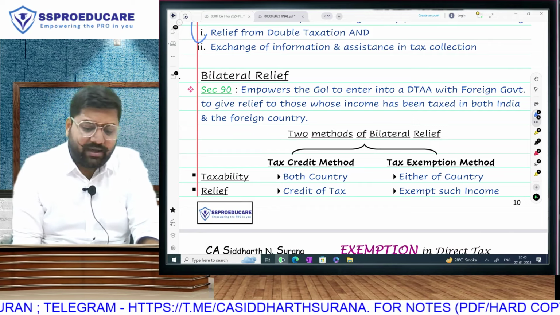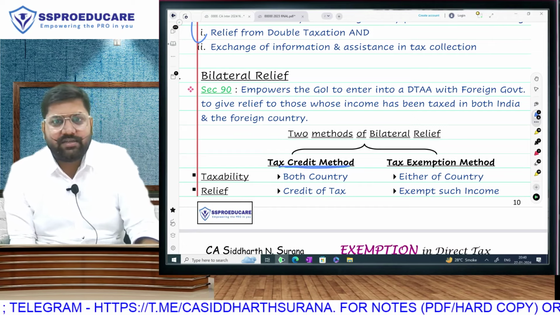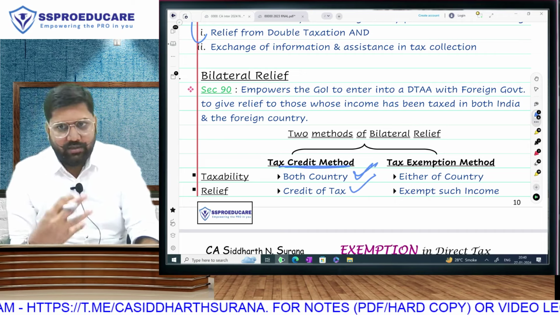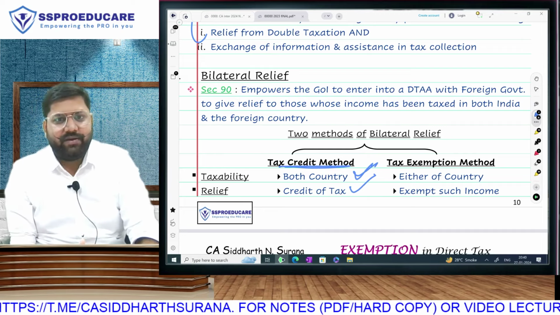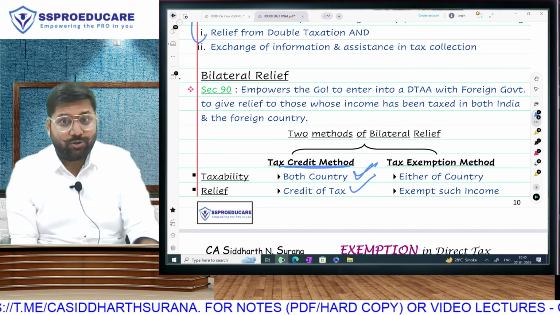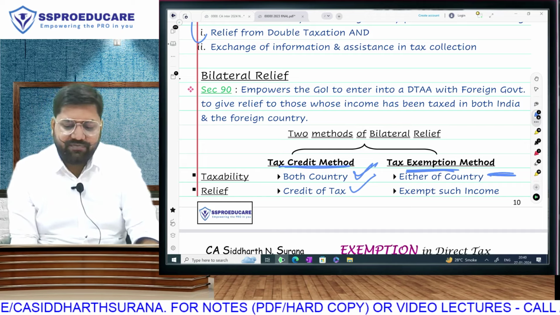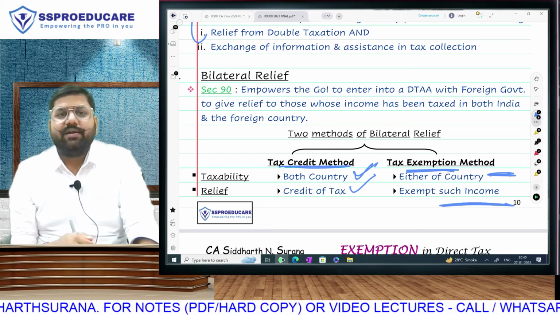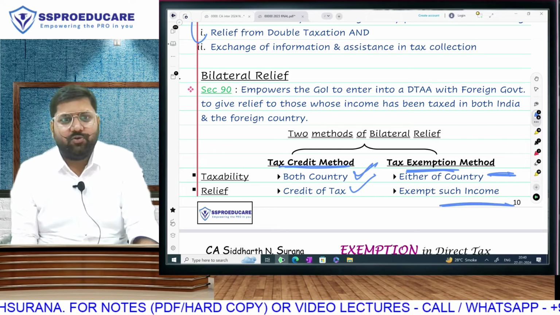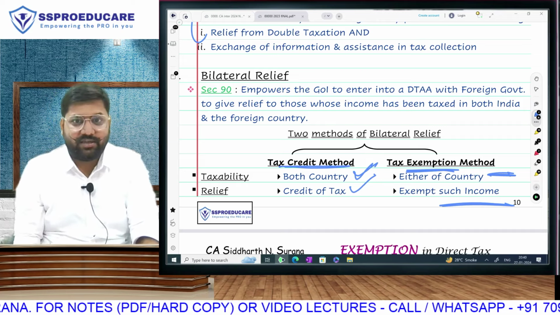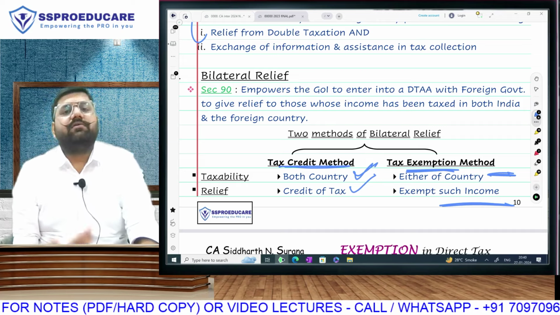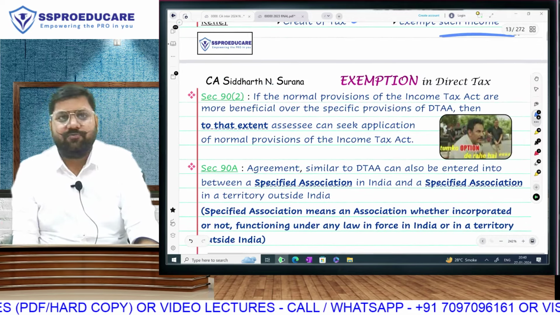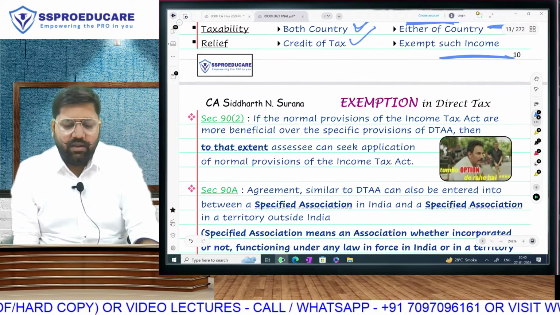What are the two ways in which bilateral relief can be provided? First, tax credit method, where both countries will charge tax, but one will give credit of what you have paid in the other. Country A will take tax, but minus what you have paid in country B. But country B will also take. And under tax exemption method, one of the countries will take, another will not take anything at all. For example, India, New Zealand. If New Zealand takes tax but gives credit of what you paid in India, so New Zealand will effectively take only 10, and India will also take. But if it is tax exemption, then one of the countries will take, another will leave altogether. These are the two methods of providing bilateral relief: tax credit and tax exemption.